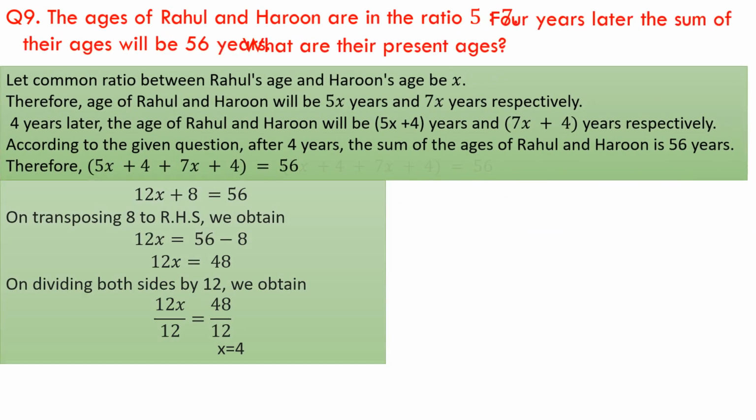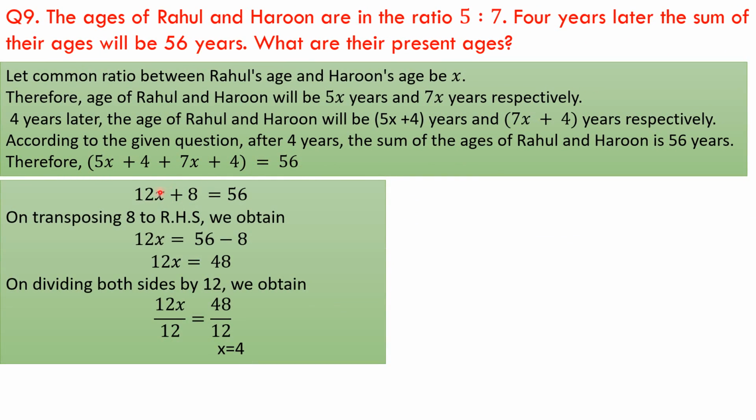Here 5x plus 7x equals to 12x and 4 plus 4 equals to 8. Again हम 8 को राइट हैंड साइड ले जाएंगे तो हमारा इक्वेशन होगा 12x equals to 56 minus 8. 56 minus 8 equals 48. On dividing both sides by 12, we obtain 12x by 12 equals to 48 by 12. So we get x equals to 4.